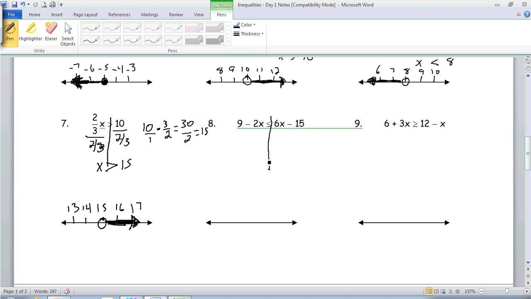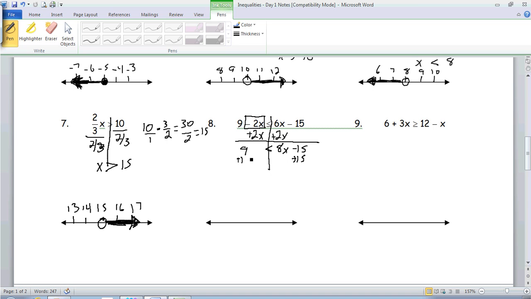Alright, on this, I'm going to move all of my variables to one side. I find which is the greater and which is the lesser. 6 is greater than negative 2x. So always move the one that is lesser. So I'm going to add 2x to both sides. I get 9 is less than or equal to 6x, and 2x is 8x minus 15.